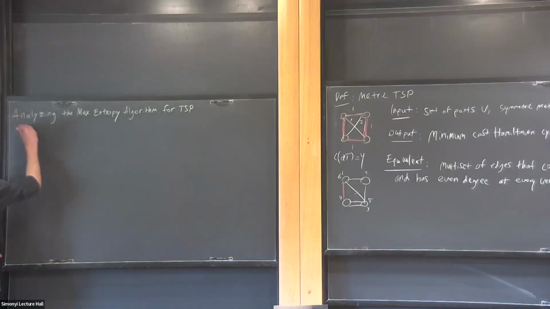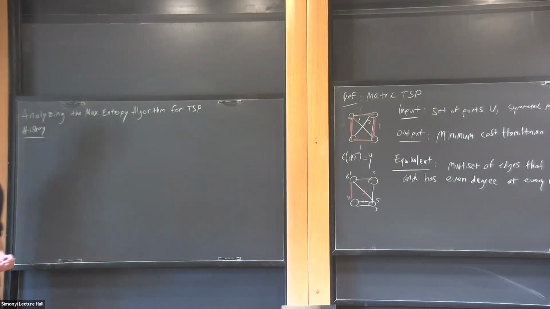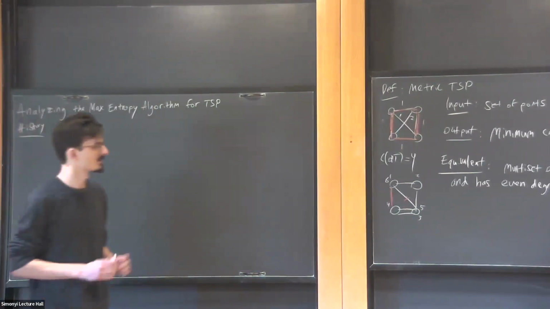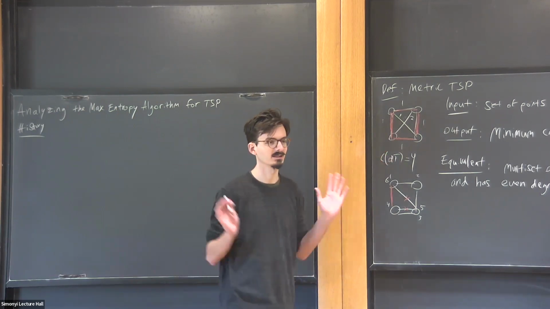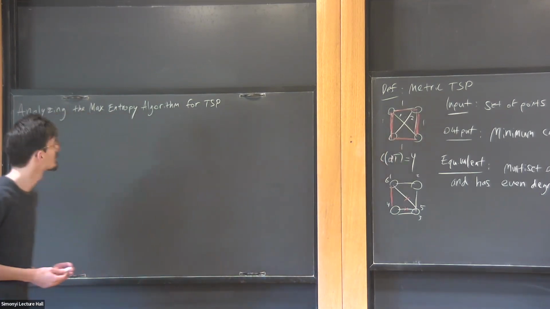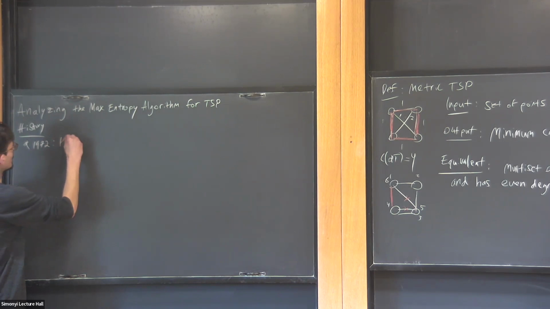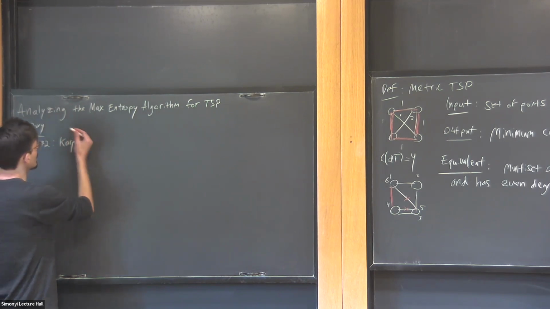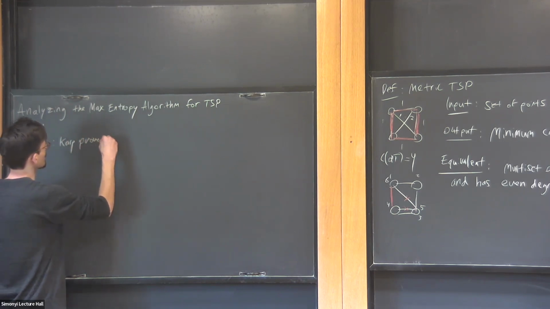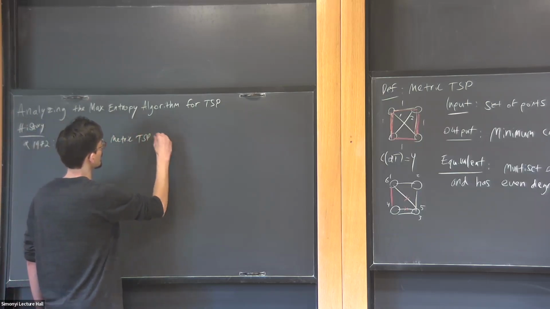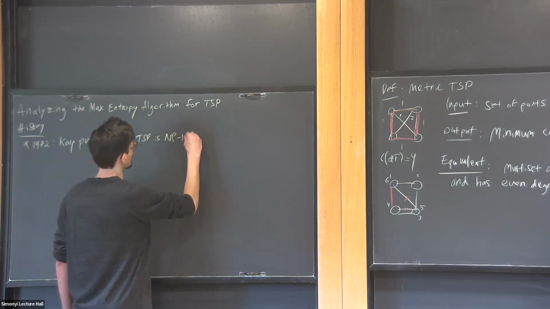Okay, so I'm going to go through history. And there's a lot of things I'm going to leave out because there's a lot of work on this problem. But I'm really going to focus on the general case where this metric has no restrictions. It begins in 1972 when Karp proved that metric TSP is NP hard.